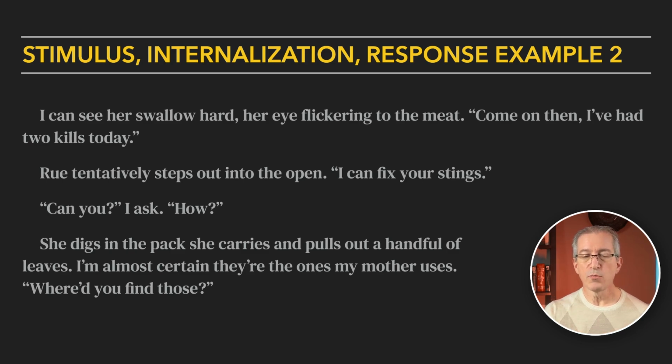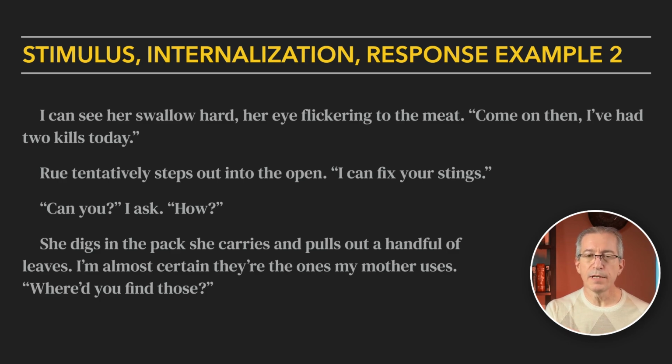I'm almost certain they're the ones my mother uses. That is a connection from Rue through Katniss to Katniss's mother. So we understand now that Katniss's mother was an herbalist at the very least. She was likely their family doctor, maybe a doctor to other people. She was wise in those ways, in other words. And Rue is too. And so that deepens the connection between these two characters and also expands on Katniss's life, just by that one little internalization.